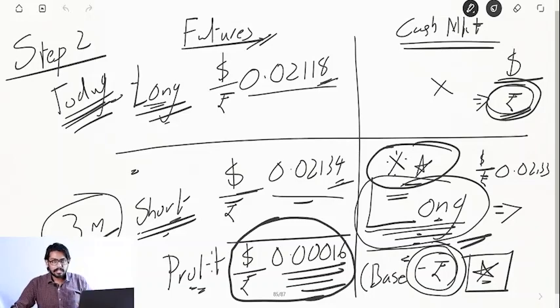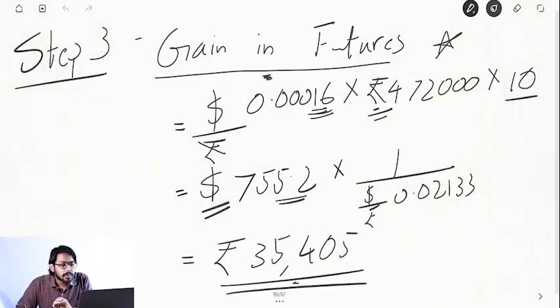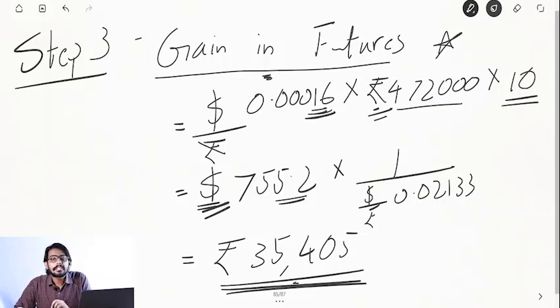Now gain on futures. The profit is $0.00016 per rupee. You have rupees 4,70,000 in each contract and you have 10 such contracts. So your profit is $755. Convert that at spot rate. Your profit is rupees 35,405. This is the first cash flow. You are getting a profit in futures, first cash flow.